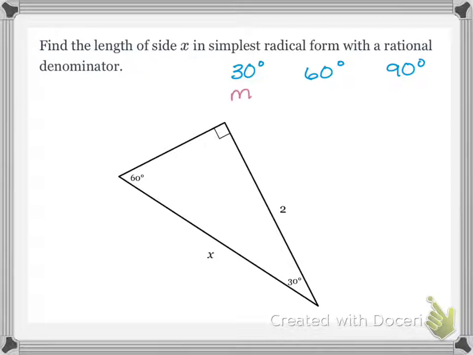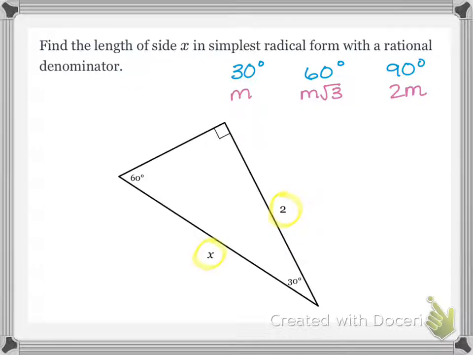So for 30, we're going to use m. For 60, m times square root of 3. And for 90, 2 times m. Okay? Now we're going to focus on what has been given to us and what we are looking for. So we are noticing that we were given a 2. I should circle it so that it doesn't cover it. We've been given a 2, and we're looking for x.